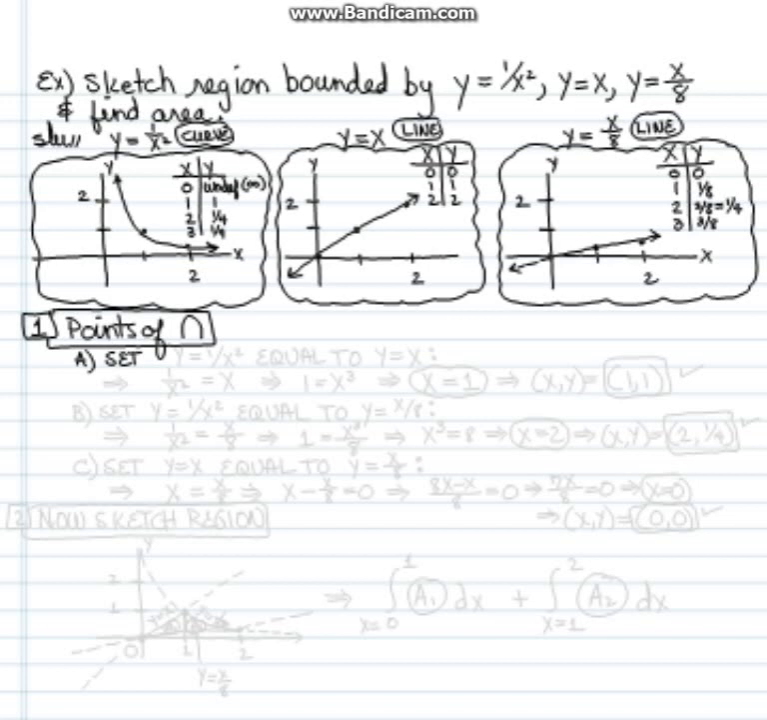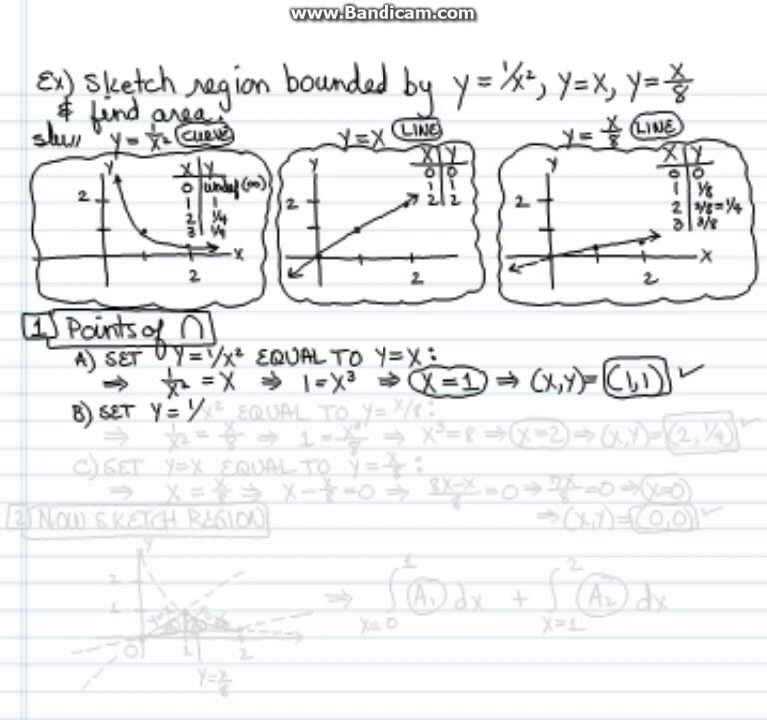So find the points of intersection. It's not just an easy venture. We have to do it in 3 parts. Step A, let's set y equals 1 over x squared equal to y equals x and solve for x. That gives us 1 equals x cubed, which means x equals 1. Find the ordered pair. x, y is 1, 1. You find the ordered pair by substituting x equals 1 into either of the 2 equations that you started with.